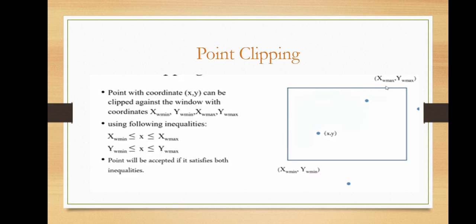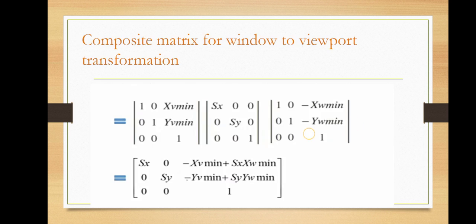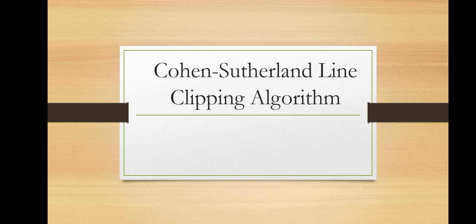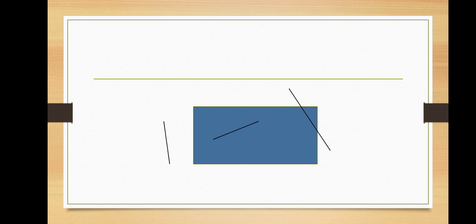Okay, now the next point of discussion is line clipping. So what do we mean by line clipping and line clipping algorithms? Line clipping means finding the part of a line which is inside the window, and you have to show that part. Whatever part of the line is outside the window, you have to discard it.